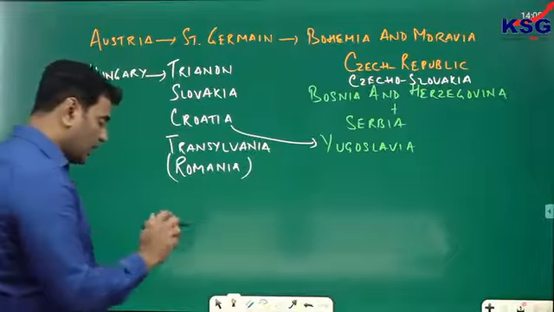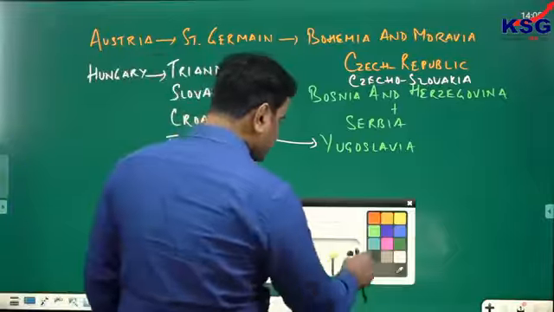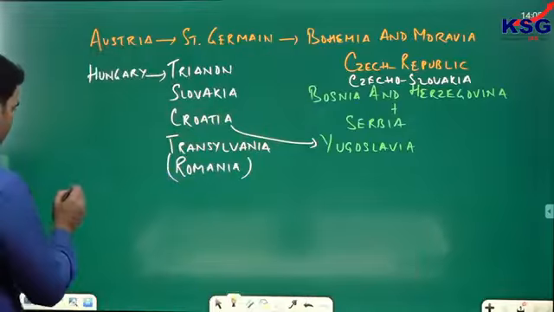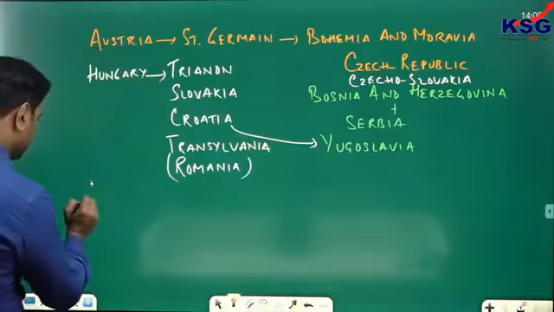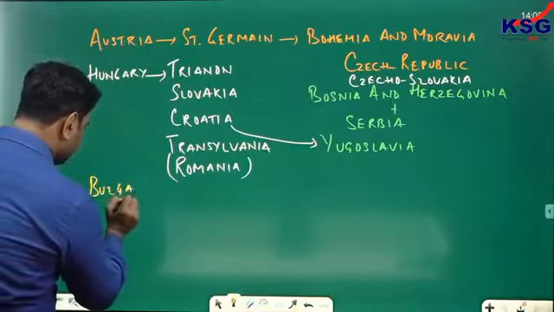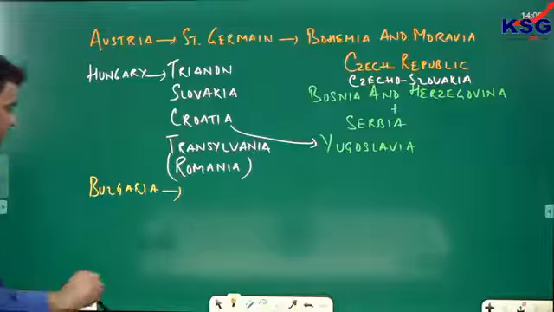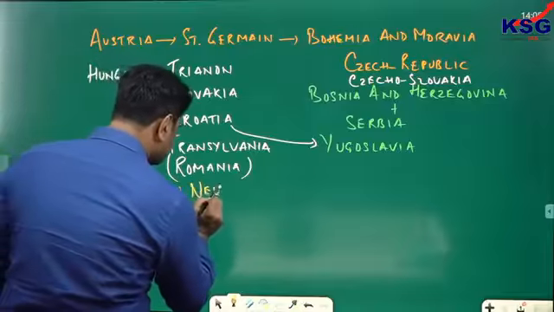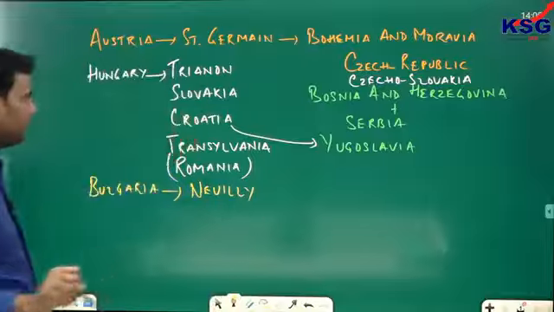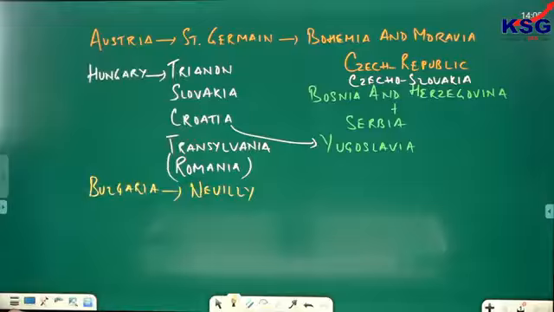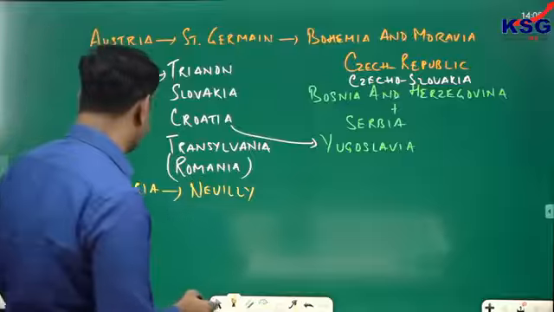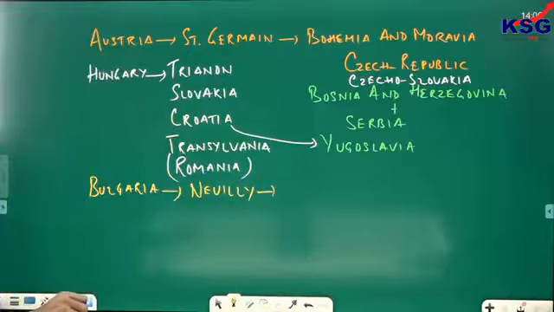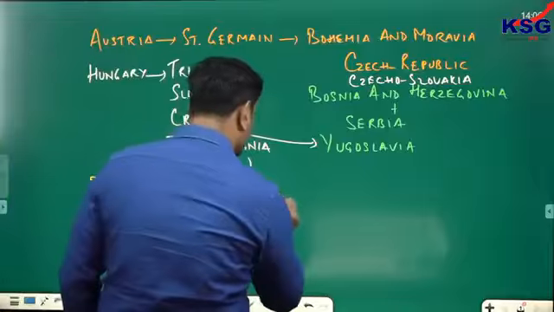Clear? Now coming to another treaty, the next defeated power in the First World War. This next defeated power was Bulgaria, in the Balkan region. Clear? So Bulgaria was defeated, and on Bulgaria the victorious powers imposed the Treaty of Neuilly. And as per the provisions of the Treaty of Neuilly, Bulgaria was forced to surrender the region of Western Thrace.